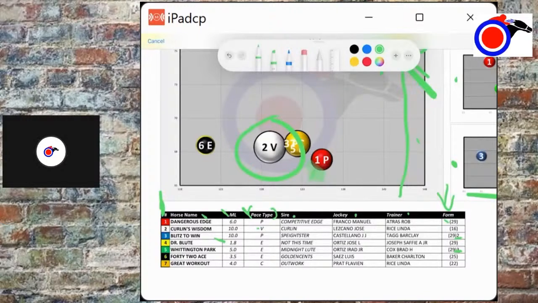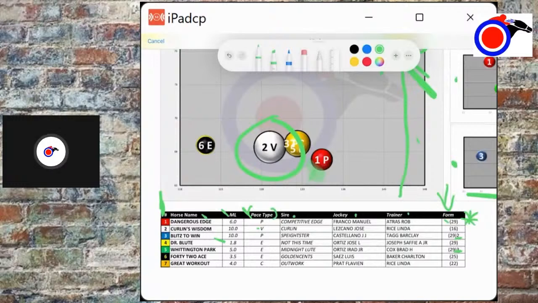The other thing you've got to look for, and it's not shown in this race, is the asterisk. And one of the things that is so important, typically horses that are not in form do not win horse races.